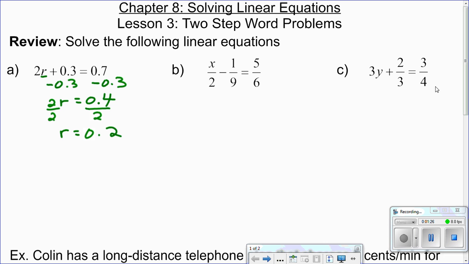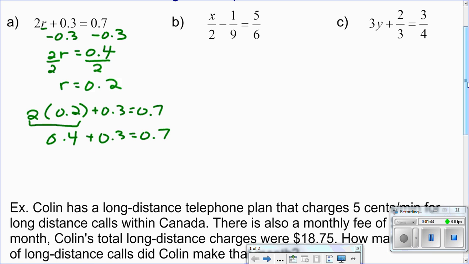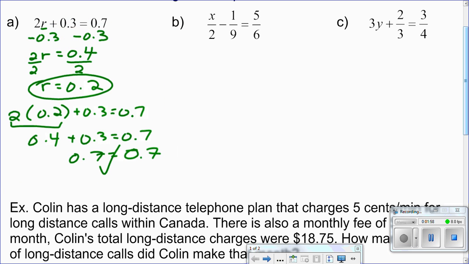Now some of the things that I haven't been seeing, because I haven't been seeing you guys checking your work very well, so we're going to check on these ones. Okay, so 2 times 0.2, 0.4 plus 0.3, and we are looking for both sides to be equivalent, which they are, so that means we've solved correctly and we've checked correctly.